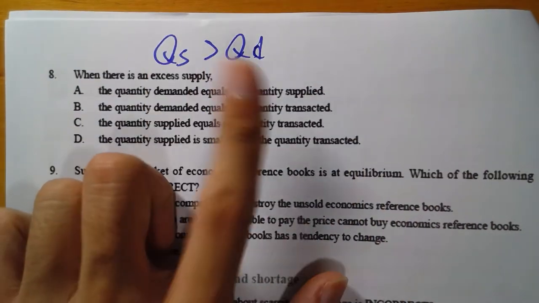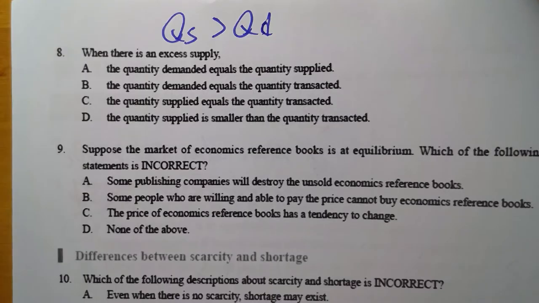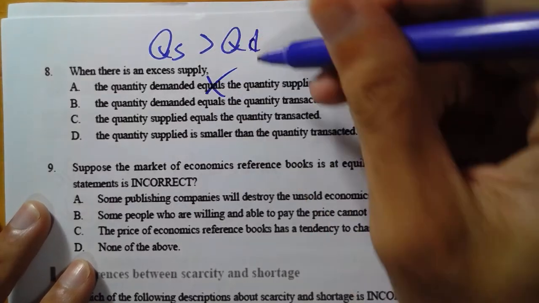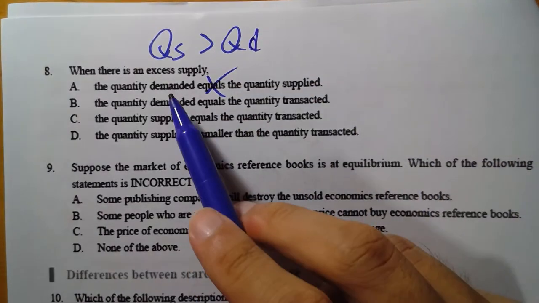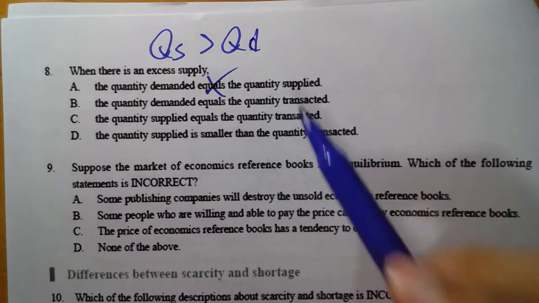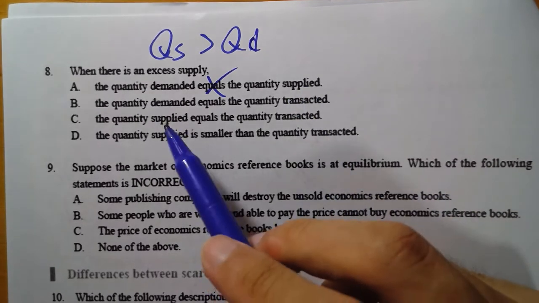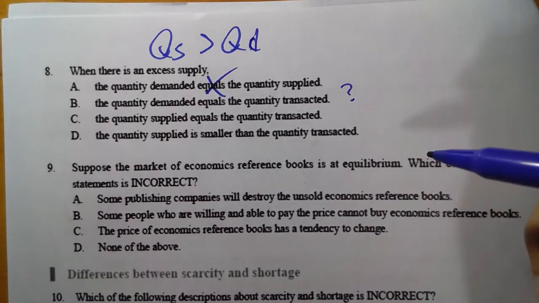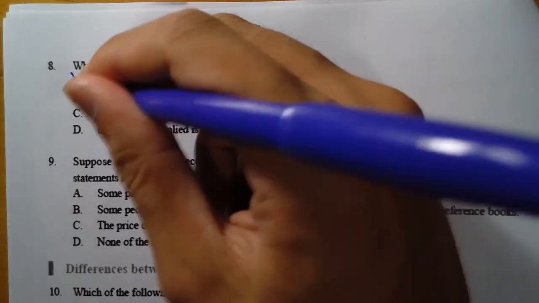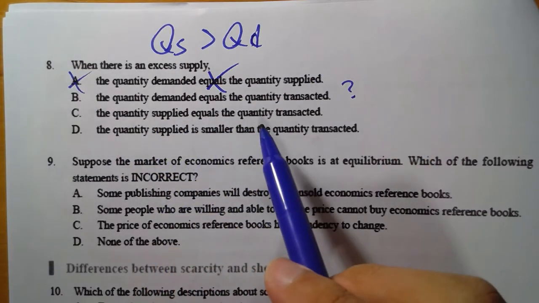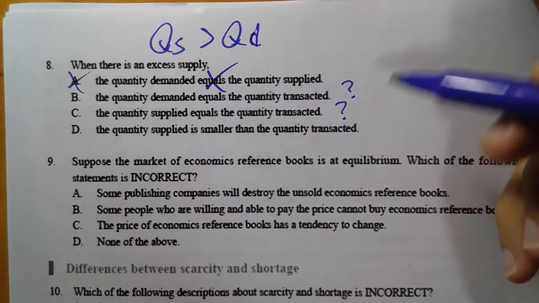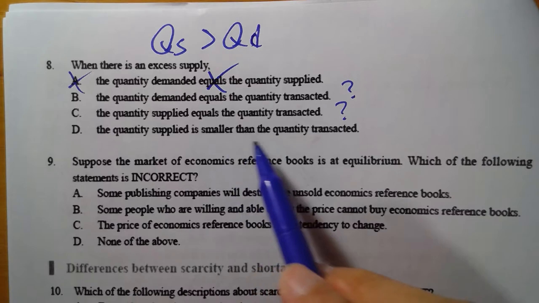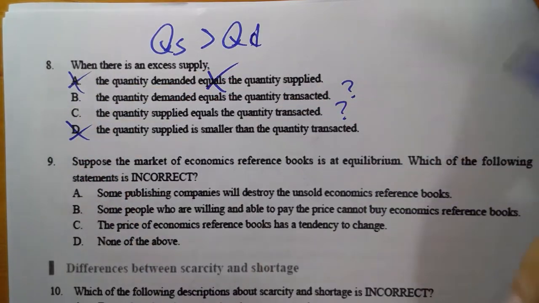too many sellers, not enough buyer, this is the meaning, okay? Here, QD equals to QS, this is not correct. Now, B, QD equals to quantity transacted. Let's skip this one first. We look at other options first. QS equals to quantity transacted. This one we also skip. Then we look at these two together. The quantity supplied is smaller. 啱啱倒轉咗咯。So, which one is correct?